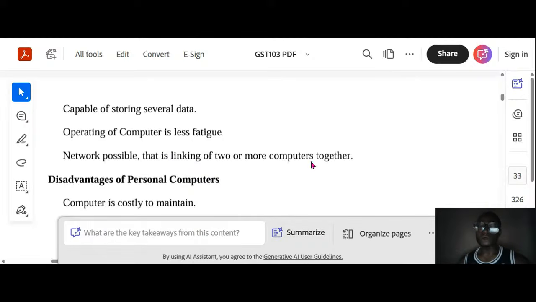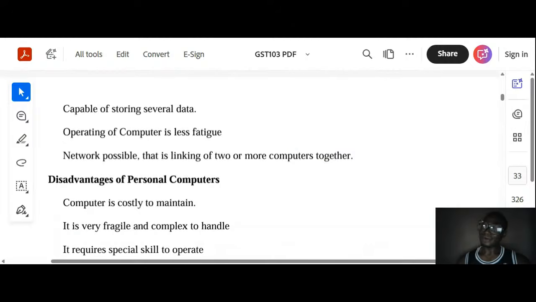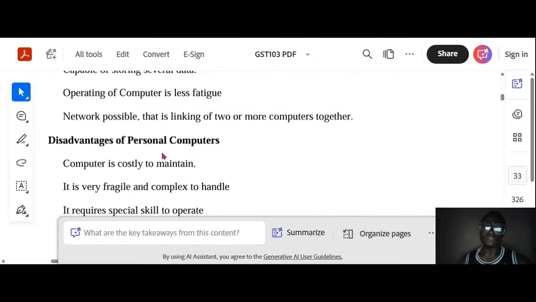That is linking of two or more computers together. Like in my room here now, I have quite a lot of laptops. I can connect them. So I have my own remote connection in the house that all my computers communicate with each other. I can access my computer B from my computer C or from my computer A. That is just a local area network connection. That is possible with a personal PC.